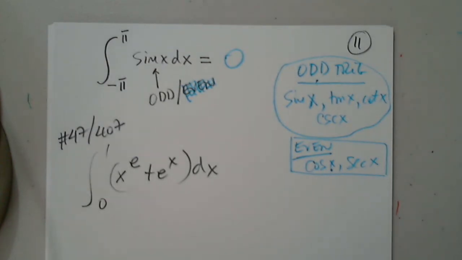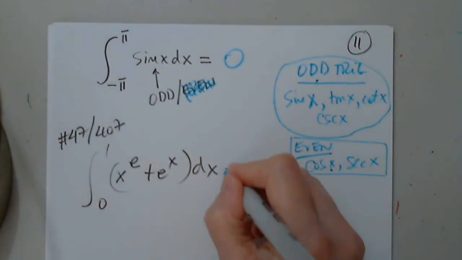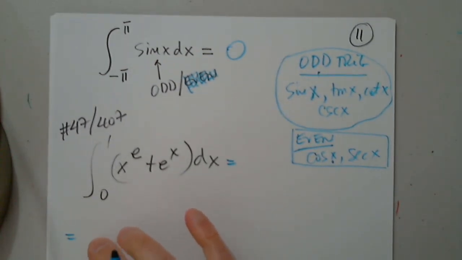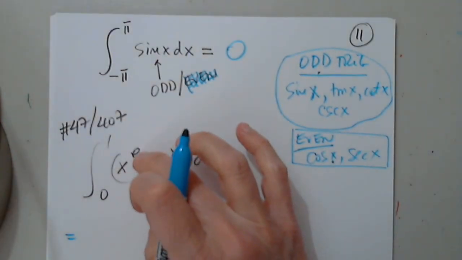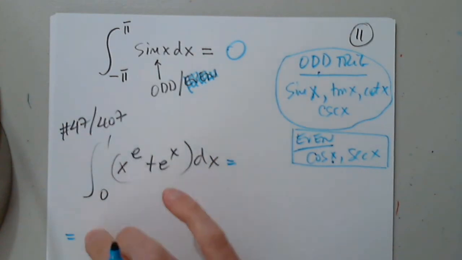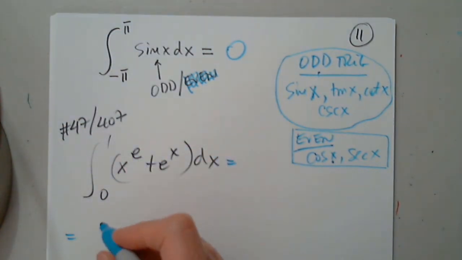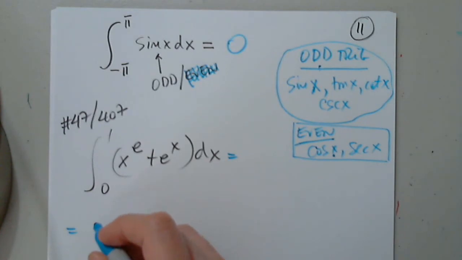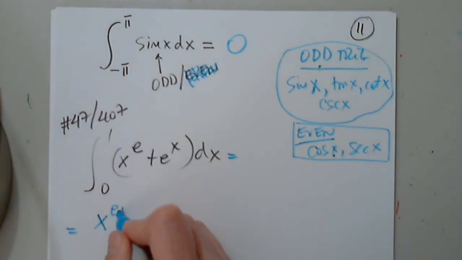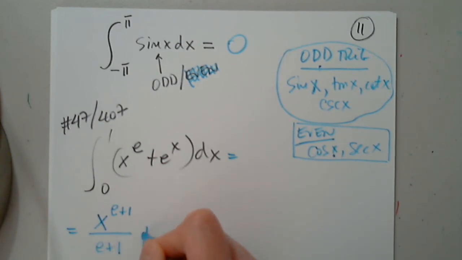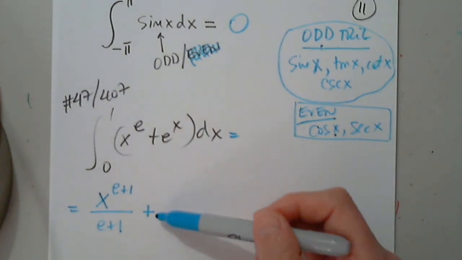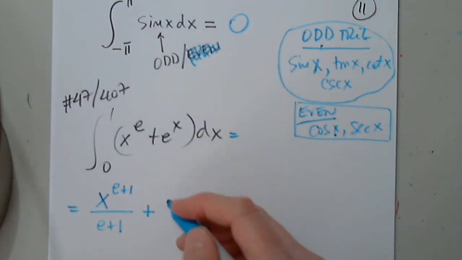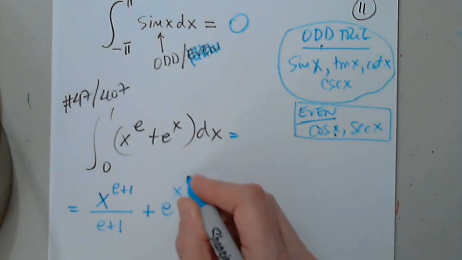Okay, so let's see how we determine what function prime is x to e. E is a number. What function prime is x to e? x times x to the power e, that is x to the e plus 1 over e plus 1. Plus, which function prime is e to x? e to the x. That's it.